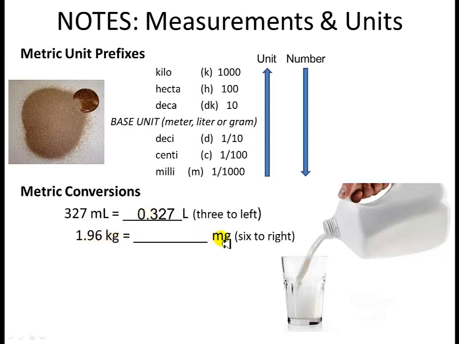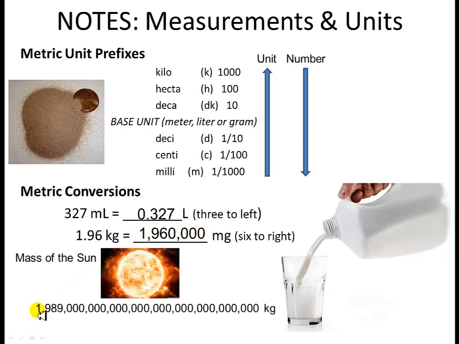Here's kilograms into milligrams, so I'm going from here all the way down, and as the unit gets smaller, the number is going to get bigger, and it gets bigger by 1, 2, 3, 4, 5, 6 zeros. So I'm going to take that, not moving it this way this time, I'm going to go this way, so I'm going to get 2 there, got to add 4 more zeros, and I'm going to get 1,960,000. Mass of the sun, huge number.